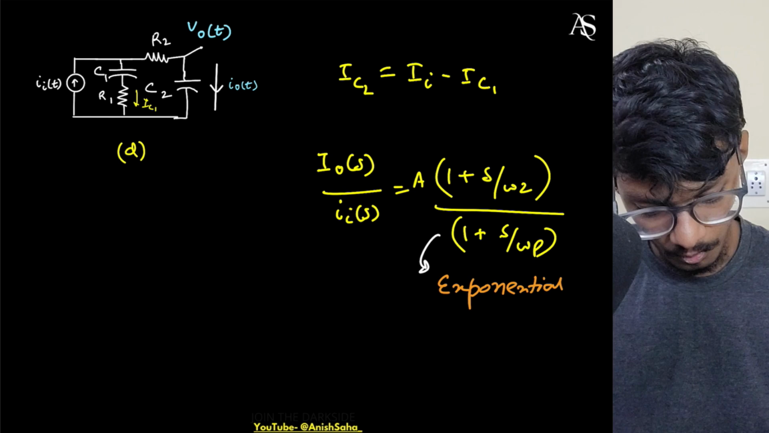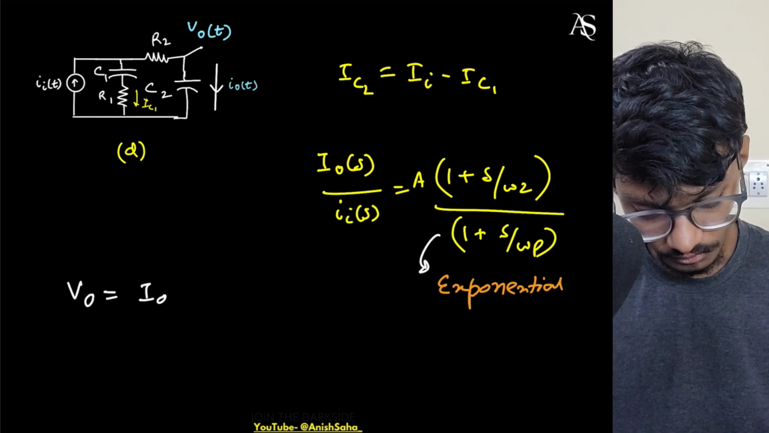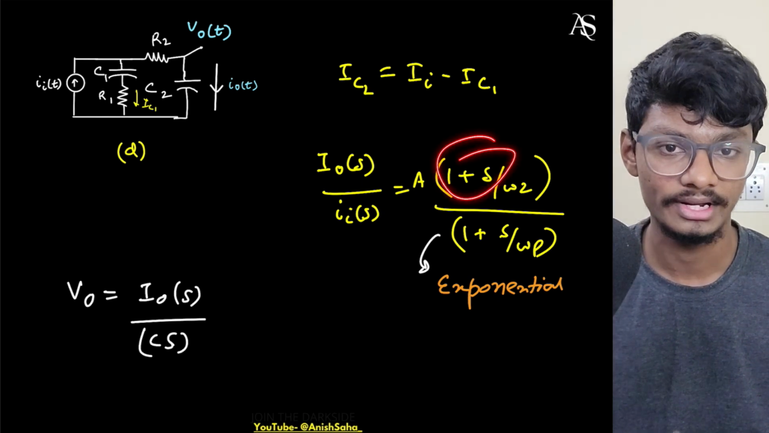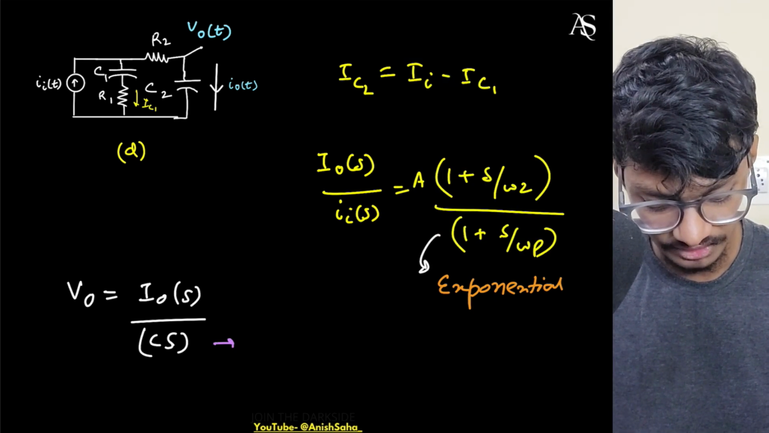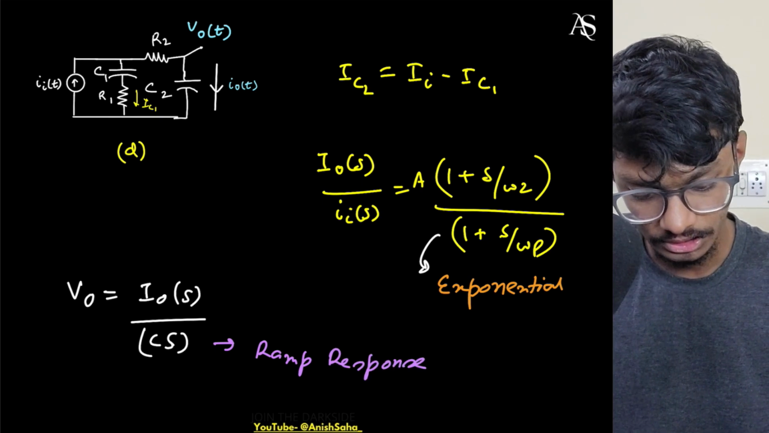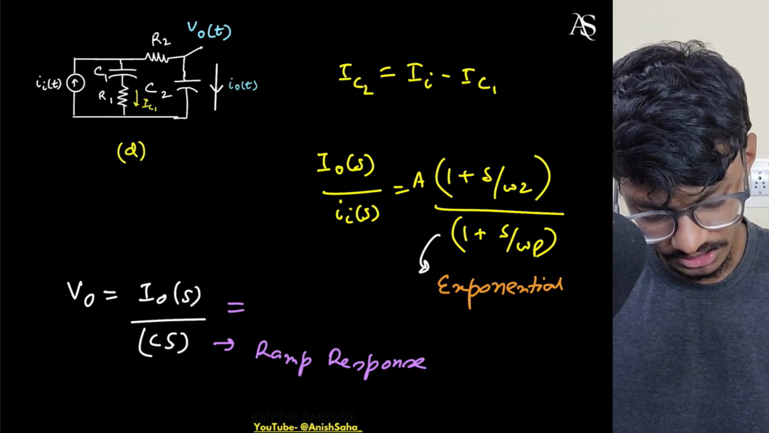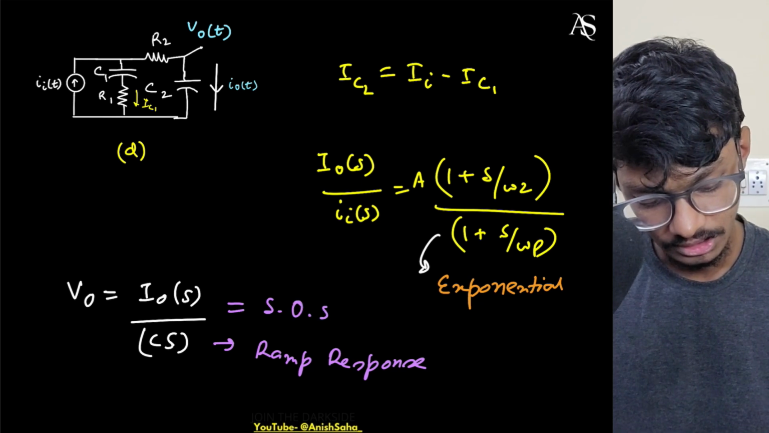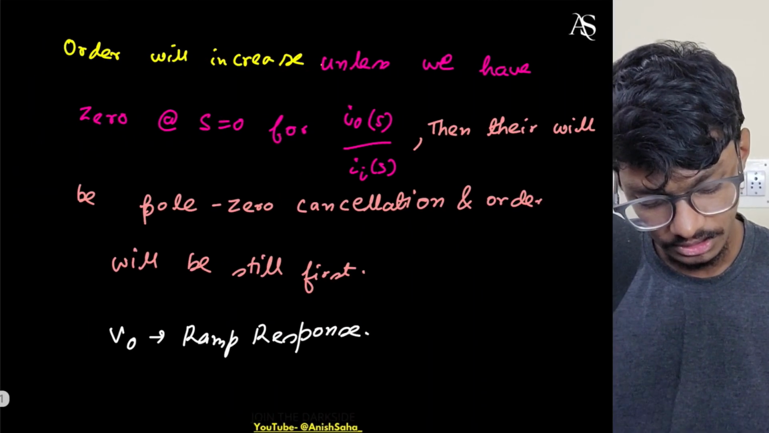But what about voltage? Again, my voltage is IO(s) by C s. So again I am adding a pole, and there is no zero at s equal to 0, so there is no pole-zero cancellation. My voltage will again be a ramp response, which you can cross verify at the steady state in the time response. So the voltage is a second order system, and the current output is a first order system.